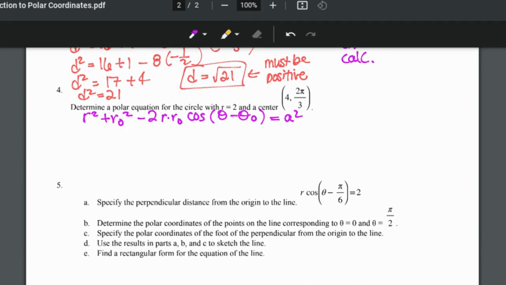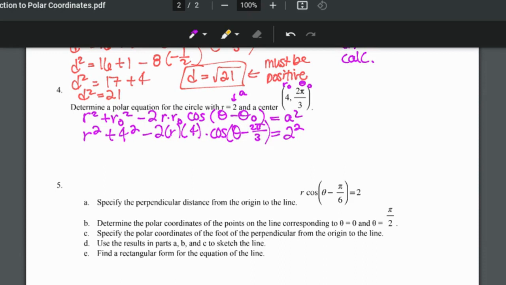We need to remember that 4 and 2 pi over 3 are r and theta, and then since we only have one point, we're going to call this r sub 0 and theta sub 0. And our 2 is actually our a in our equation, so it's going to be equal to 2 squared. So if we substitute everything, we get r squared plus 4 squared minus 2 times r times 4 times cosine of theta minus the angle that was in the ordered pair. So that's minus 2 pi over 3.